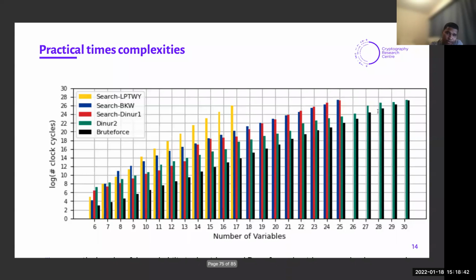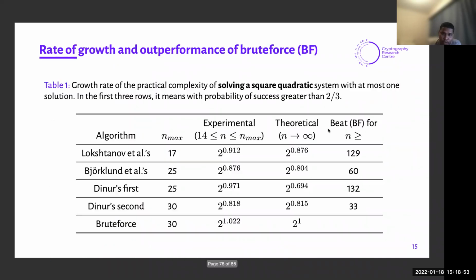Okay, something that I forgot to say here: the polynomial systems we want to solve here are quadratic polynomials, where we always guarantee that they have only one solution. And we also computed, for the same quadratic polynomials, how the exponential complexity was growing as n was growing. So this is what is shown here in this table.